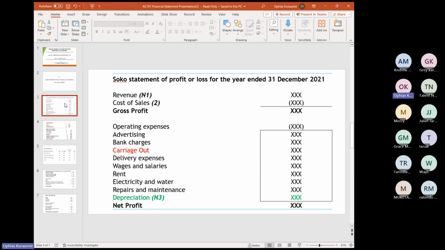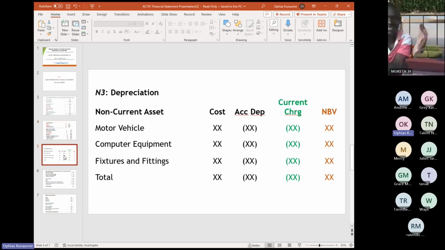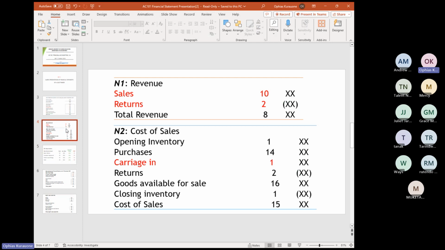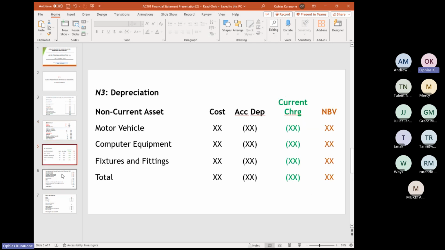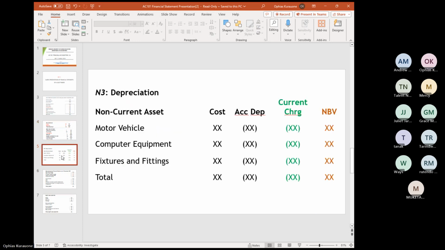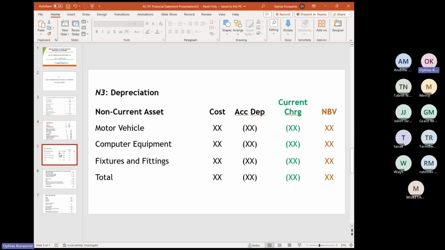Then let's go on to the next one. Let's go on to depreciation. There are some costs which might appear there, which might not appear there. So what you need to do, when there's a depreciation.